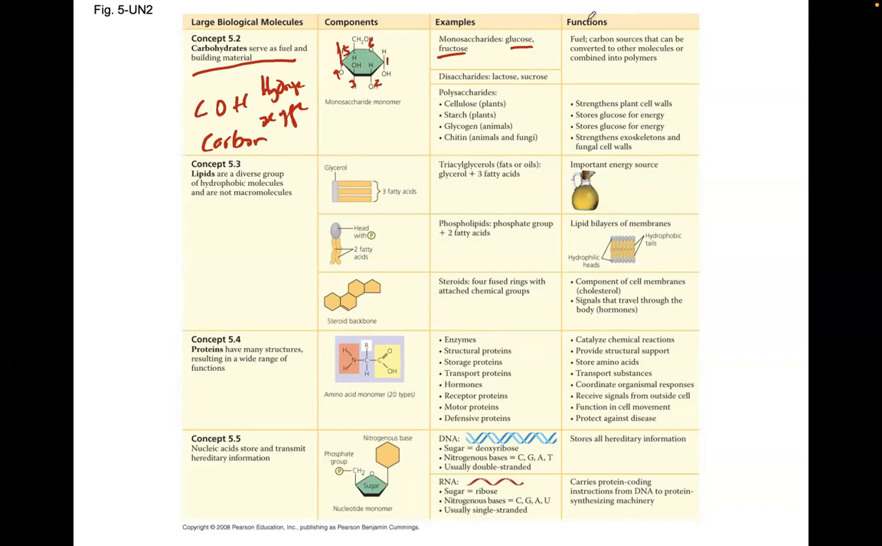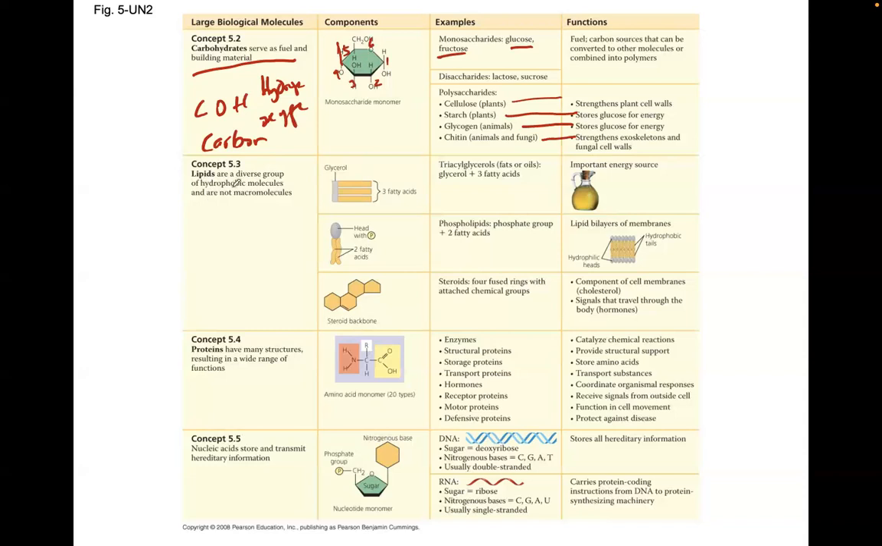The function of carbohydrates is as a fuel carbon source that can be converted to other molecules or combined into polymers. Cellulose strengthens the plant cell wall. Starch helps to store glucose for energy in plants. Glycogen also stores glucose for energy in humans and animals. Chitin helps to strengthen the exoskeleton and the fungal cell wall.